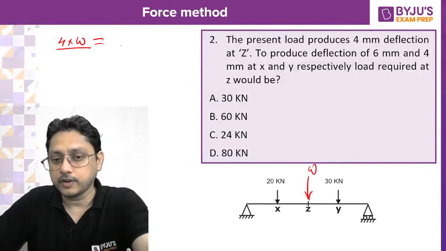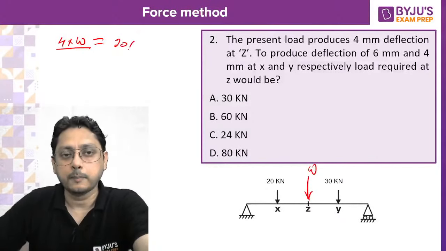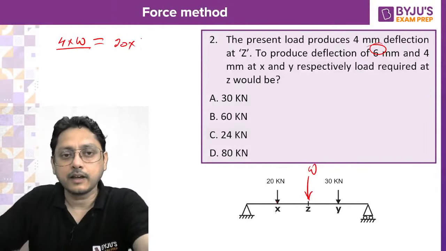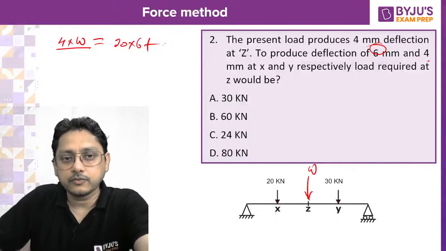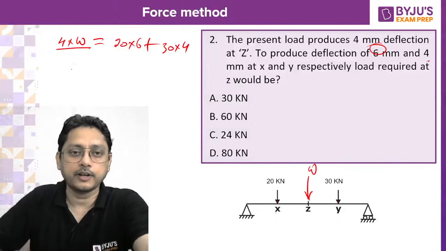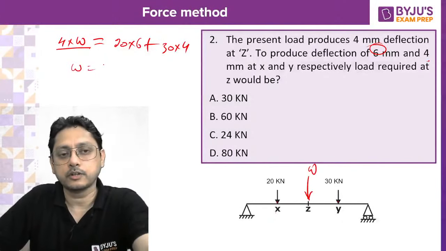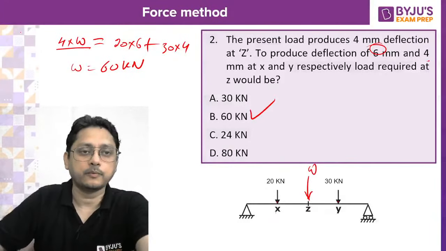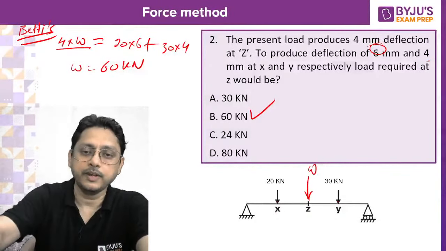So I can write the virtual work done by the other system of force: 20 kilonewton multiplied by 6 mm beneath X, and 4 mm beneath Y, so that is 30 into 4. How much are you getting for W? 120 plus 120 is 240, divided by 4 is 60 kilonewton. That's all. Simply by applying Betti's law, you can get this type of problem very easily.